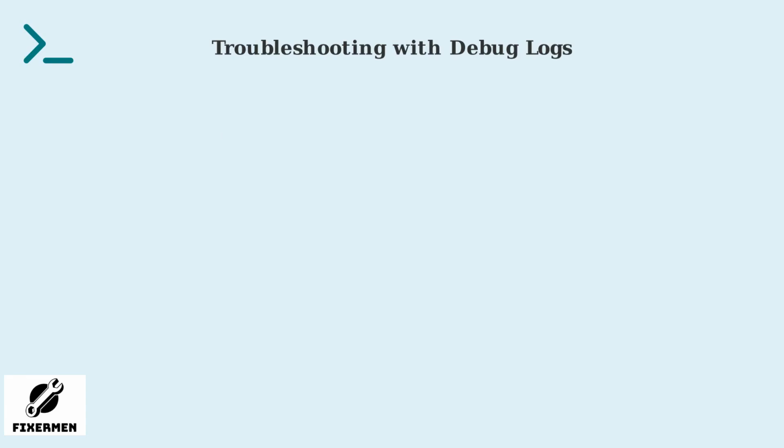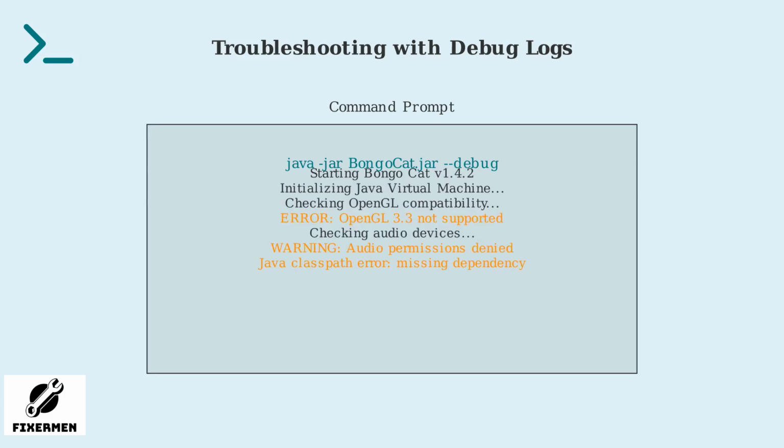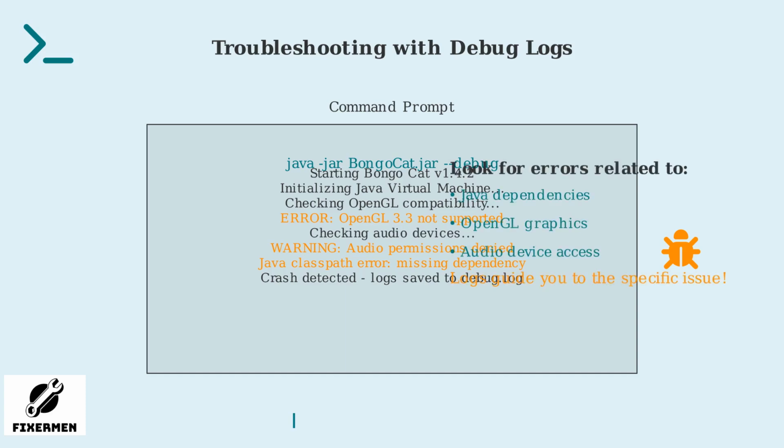When Bongo Cat crashes on startup, error messages in the logs can provide valuable clues about what's going wrong. Launch Bongo Cat from the command line using this debug command to generate detailed logs. This command outputs comprehensive logs that help pinpoint the exact cause of the crash. As you analyze the logs, watch for specific error messages related to Java runtime, OpenGL graphics drivers, or audio device permissions. These detailed logs are your best friend for troubleshooting. They guide you directly to the dependency or configuration issue causing the problem.